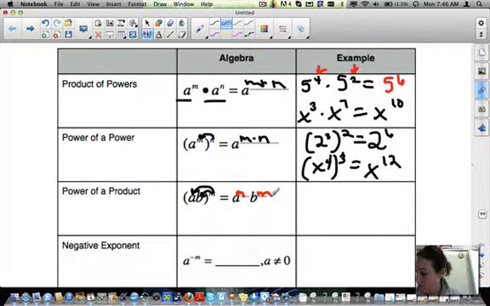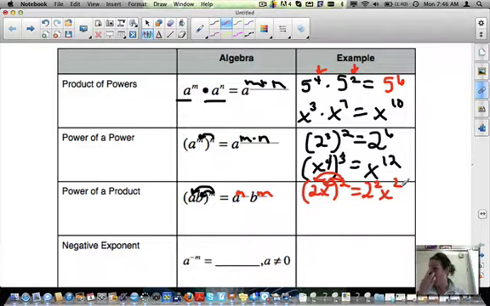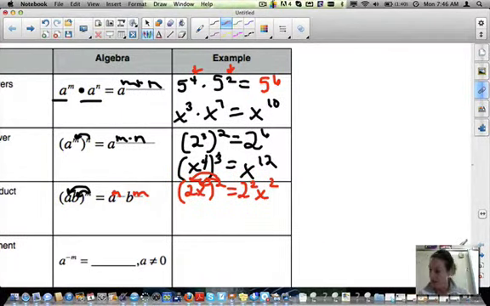So for example, if I had 2x squared, I would have to distribute that squared to both the 2 and the x. So I would have 2 squared times x squared. And I would want to simplify. My 2 squared is 4, so 4x squared.